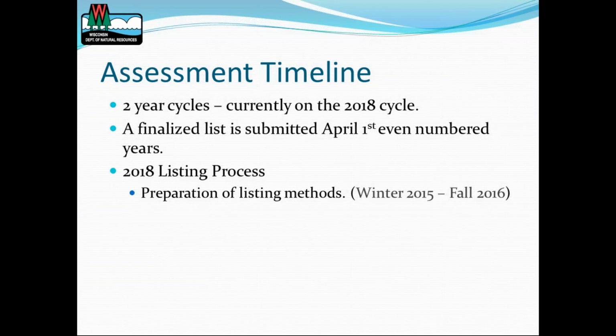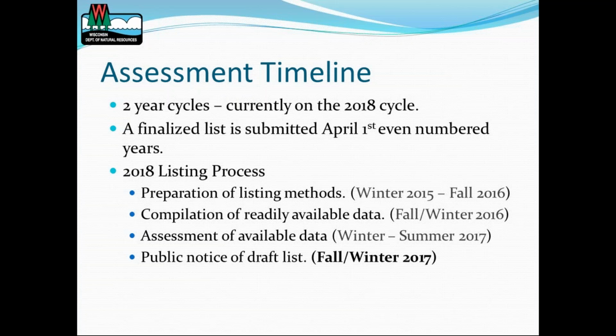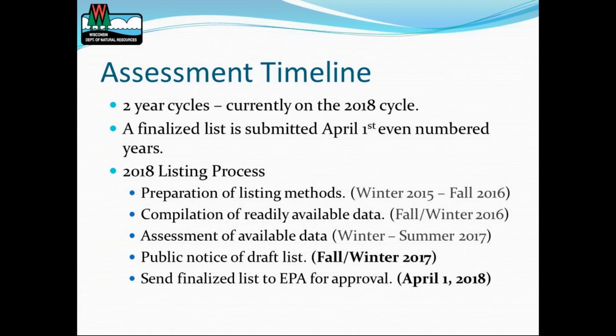So for the 2018 listing process, we've already gone through preparing WisCALM, we've already gone through compiling readily available data and assessing the data. And the regional biologists have ground truthed it, and we have a draft and we are almost ready for public notice. So hopefully around November, we will be sending out a public list for everyone to review. And then that finalized list will be sent to the EPA for approval.